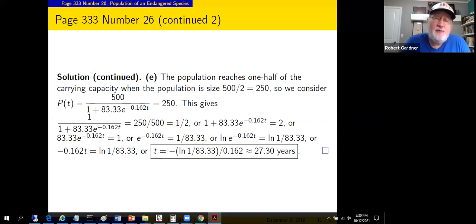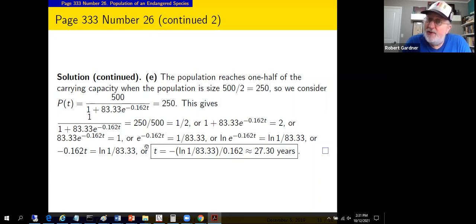Same manipulations we had before: divide both sides by 500. We get 200 over 500, which equals 1/2. The fact that we're talking half of the carrying capacity and we get a 1/2 here is not a coincidence. Let's take the reciprocal of both sides like we did before. The reciprocal of the left-hand side produces this. The reciprocal of the right-hand side produces a 2. Subtract 1 from both sides, giving 83.33 times the exponential equals 2 minus 1, which is 1. Divide that coefficient out. That gets the exponential function by itself.